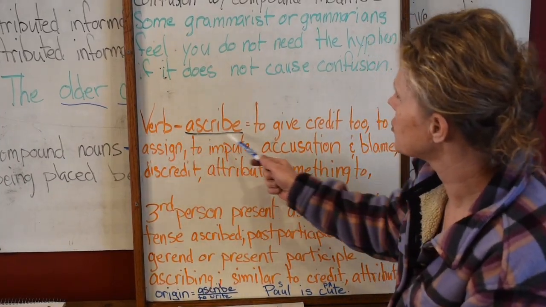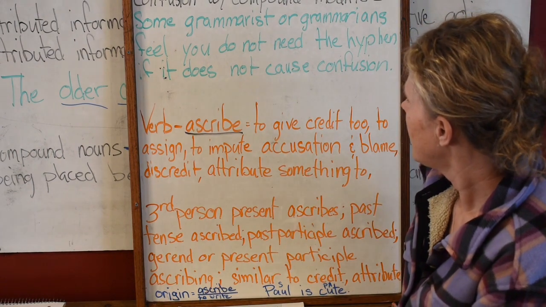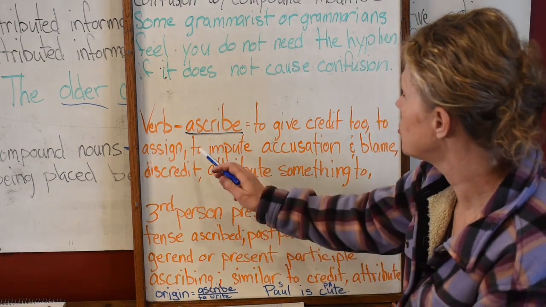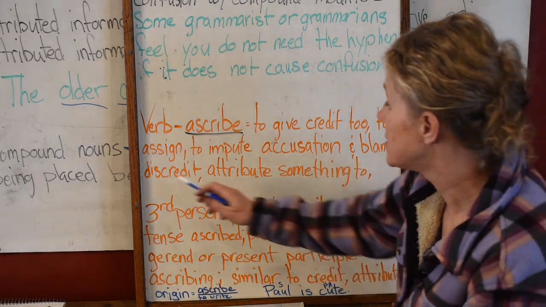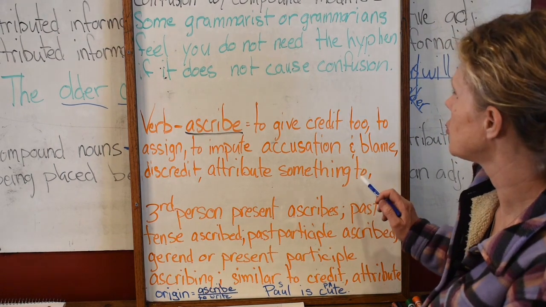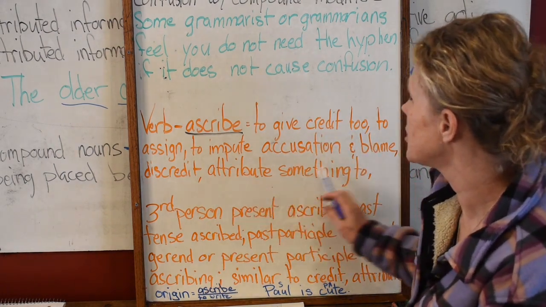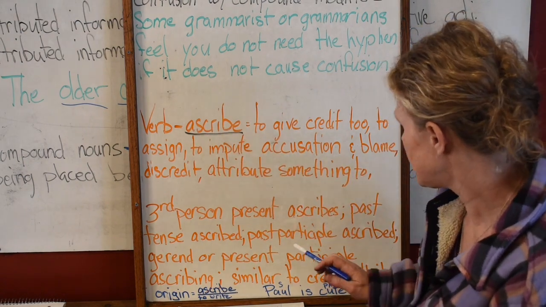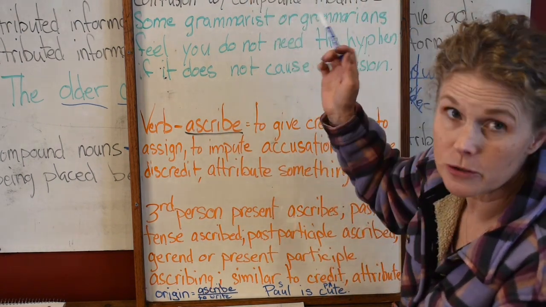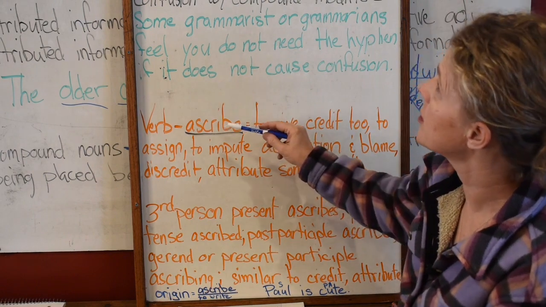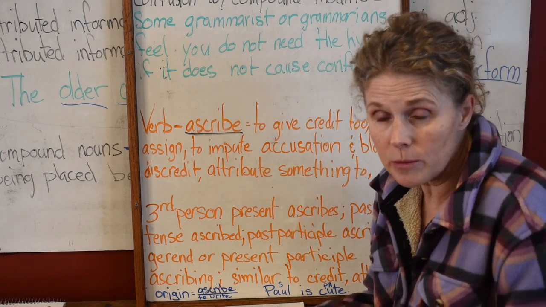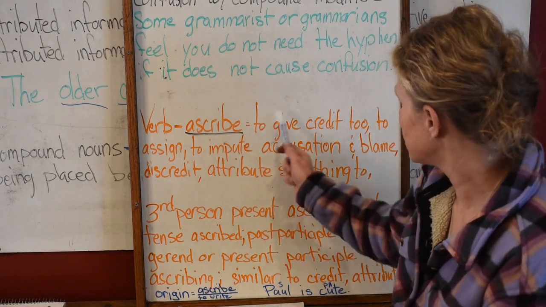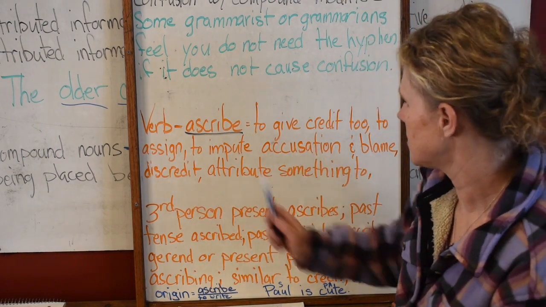So look at the verb ascribe. And this means to give credit to, assign, impute, accusation and blame, discredit, attribute something to. So those are the different definitions. So ascribe is similar to attribute. And if you want to look up attributive or attribute, you're going to get this word, ascribe. And that's what ascribe means.